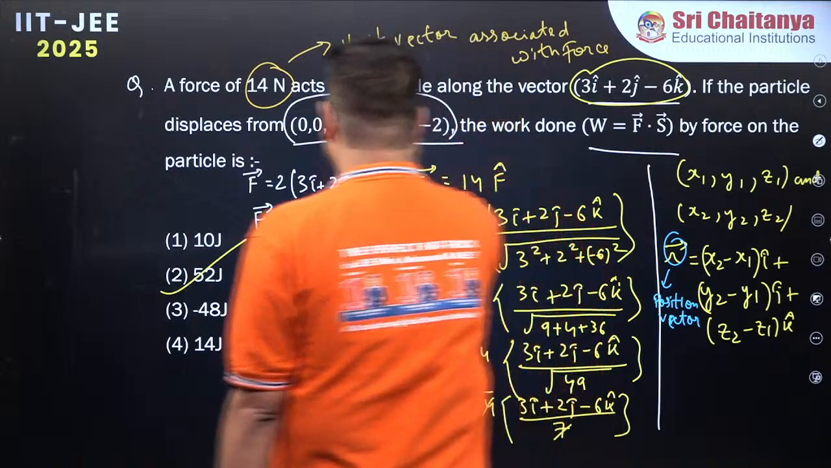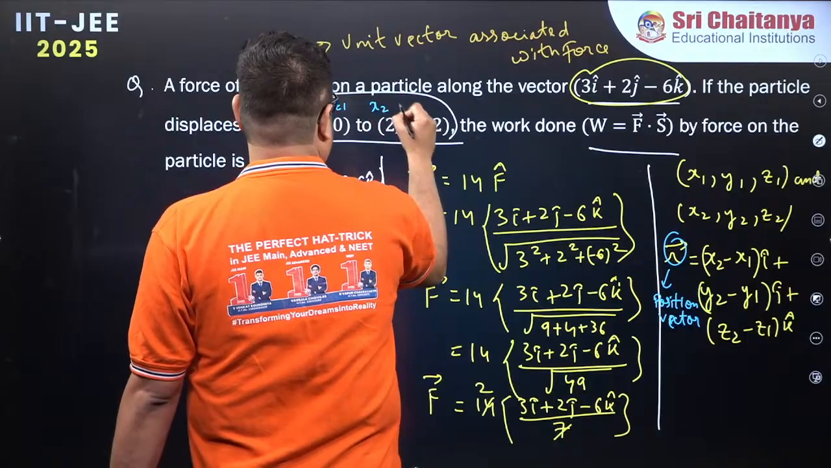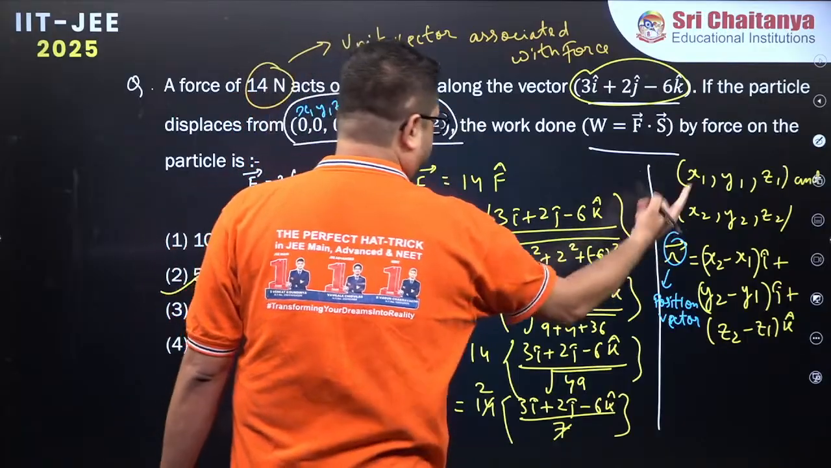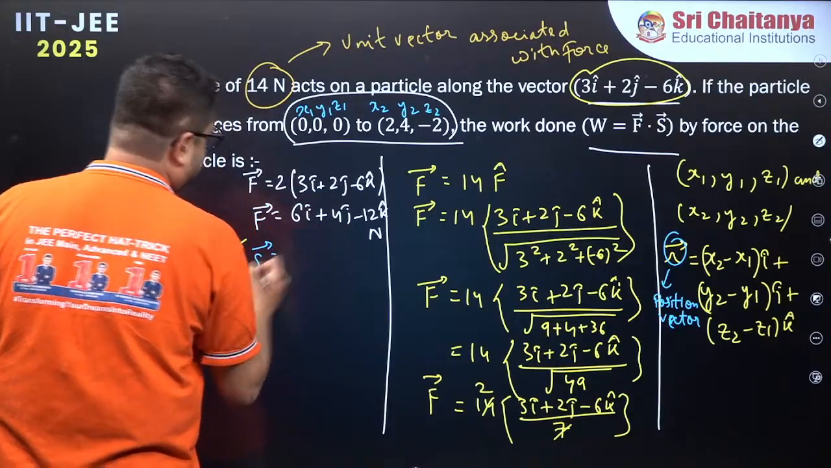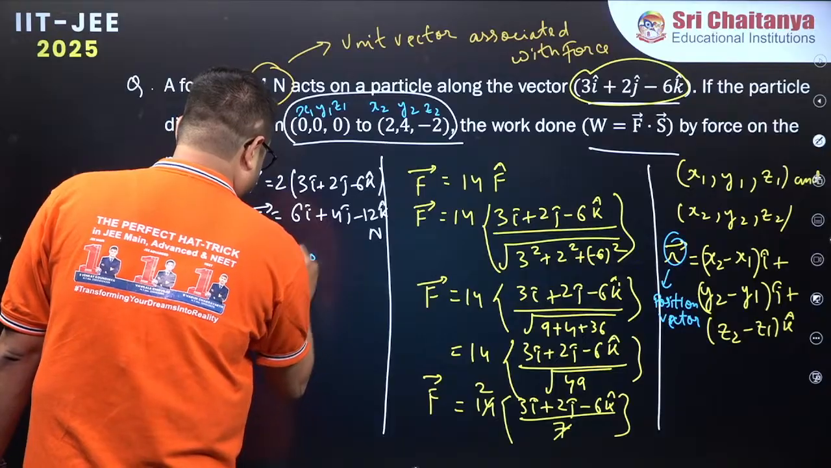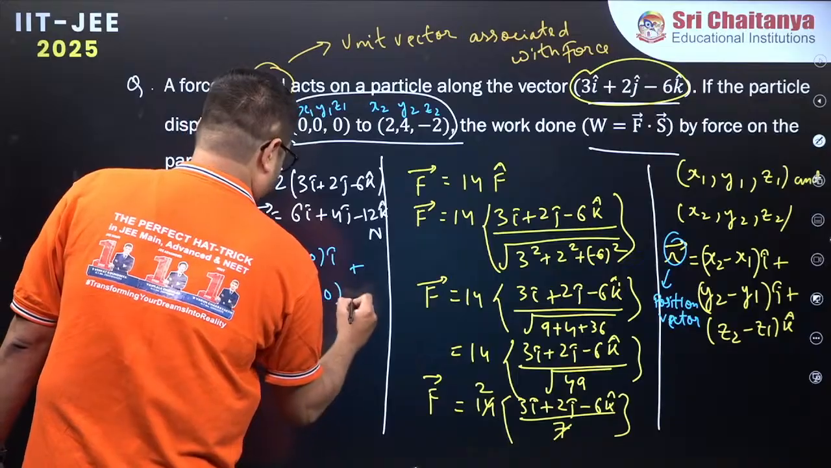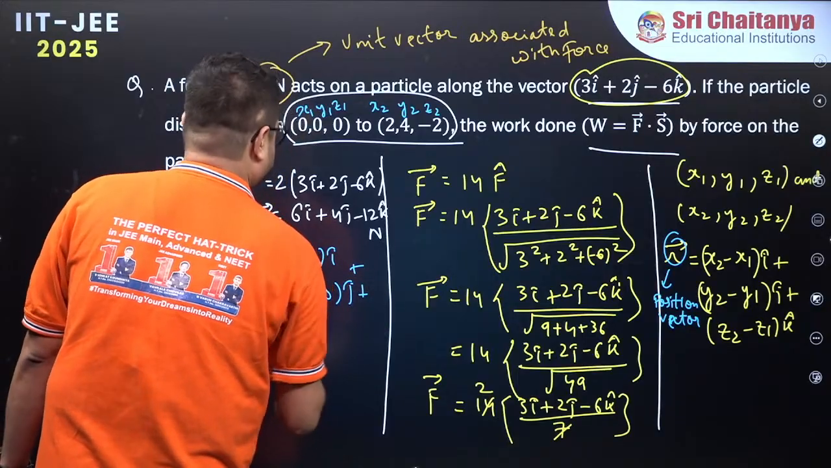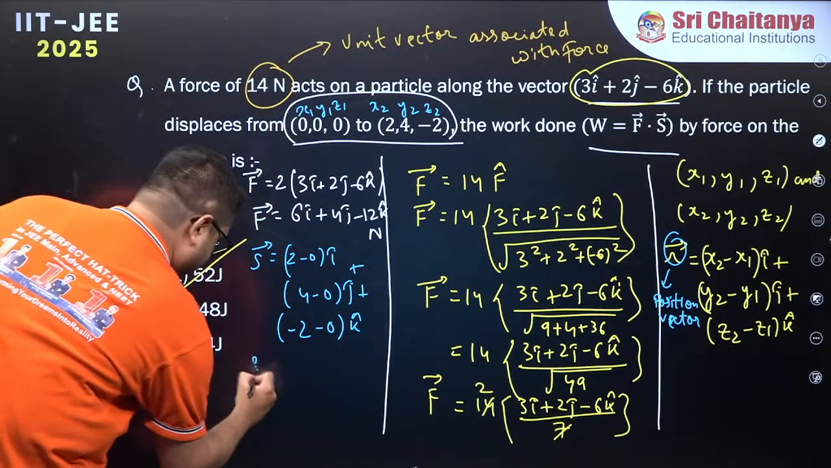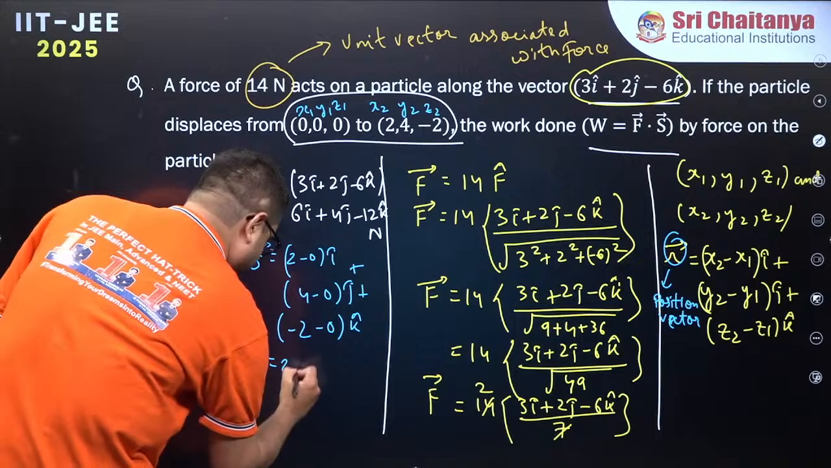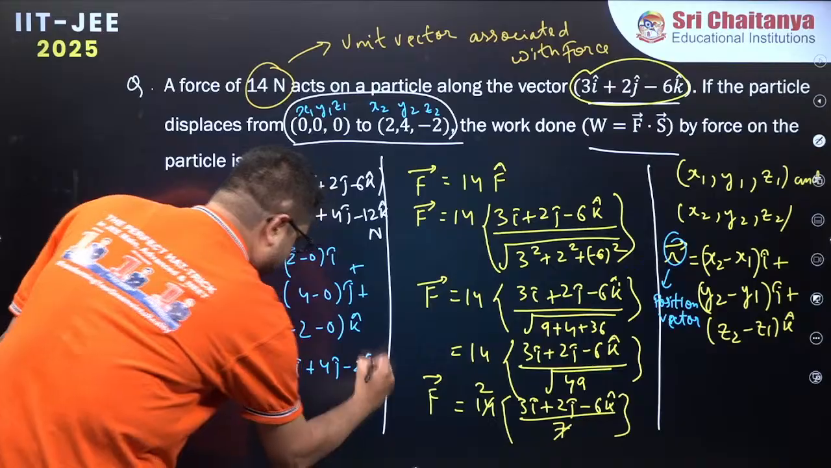Assume this is x1, this is y1, this is z1, this is x2, this is y2, this is z2. Follow that operation. What will I be getting? The displacement vector, which is the s vector over here, is (2 minus 0) i cap plus (4 minus 0) j cap plus (minus 2 minus 0) k cap. I hope it's clear. So the s vector is going to be written as 2i cap plus 4j cap minus 2k cap.